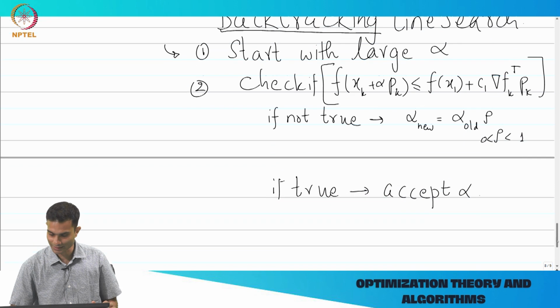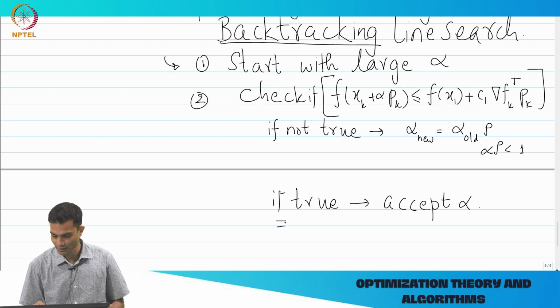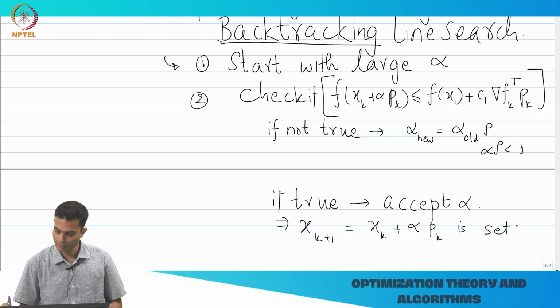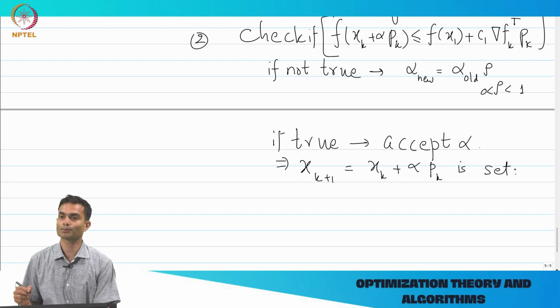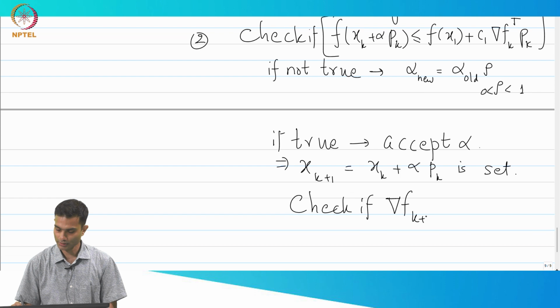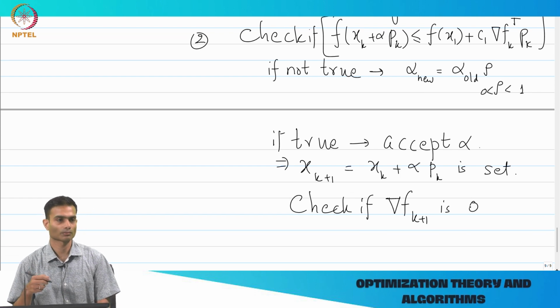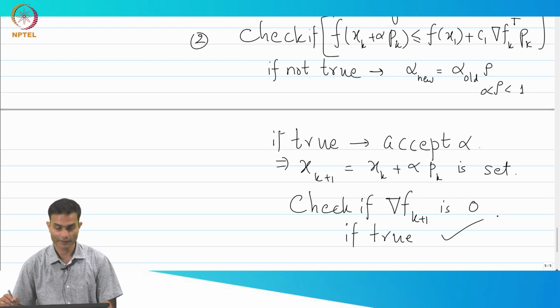Okay, so if I were to nest it, what would I do? Start with a large alpha, check if this is true, and if true, accept alpha. What does that imply? Xk plus 1 is equal to xk plus alpha pk is set. But is that the end of the problem? No. What is the end of the problem? Now I need to check if grad f k plus 1 is small or 0. If it is true, then victory.